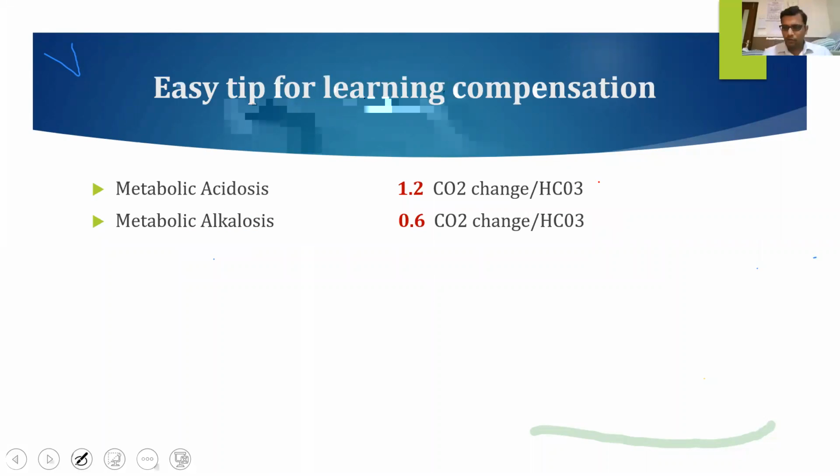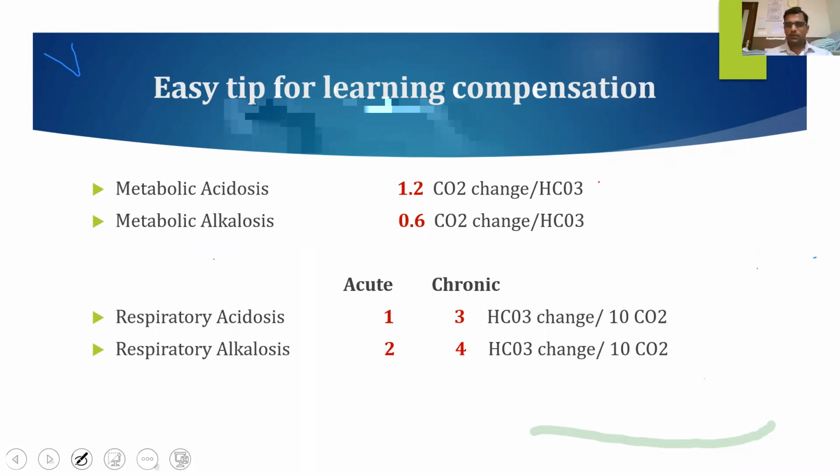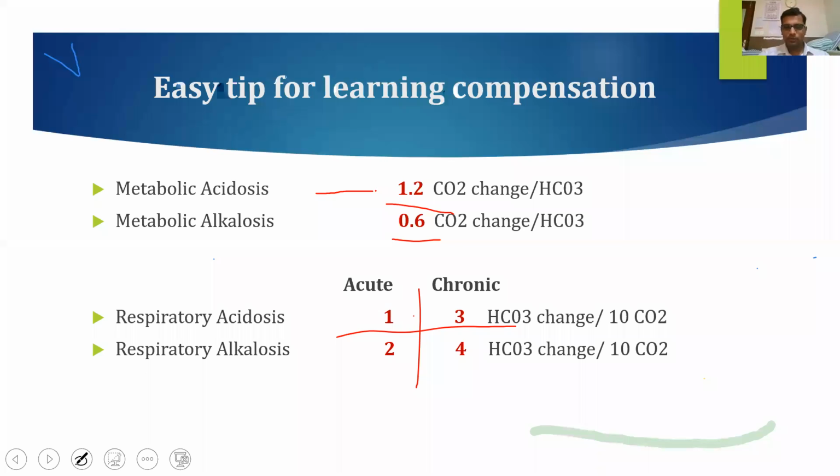So here is an easy tip for learning compensation. It's not very difficult to remember all these values. You just need to remember these six values: 1.2, 0.6, 1, 2, 3, 4. It's not difficult, right? So what is 1.2? In a metabolic acidosis, the expected compensation would be a 1.2 change in CO2 per bicarbonate change. In metabolic alkalosis, it's half of that, so the expected change would be 0.6 CO2 change per bicarbonate.